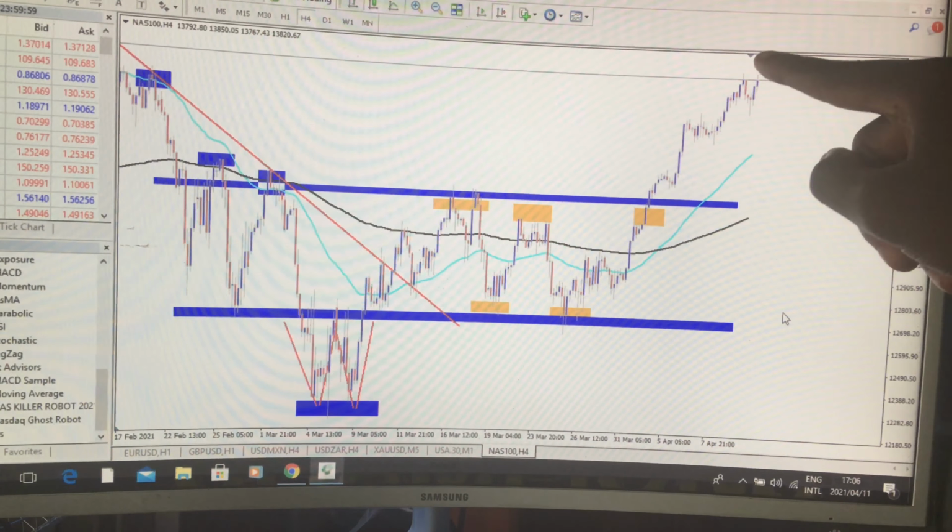Level 1, then come and retest. Level 2, come again. Level 3. So you could have made a lot of money. Those who saw this video that I posted last week made a lot of money from here.